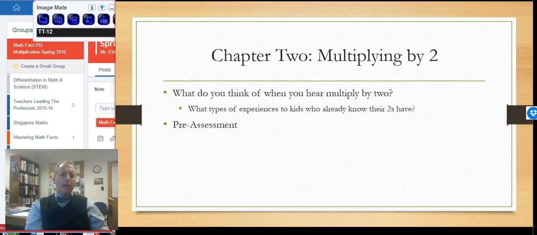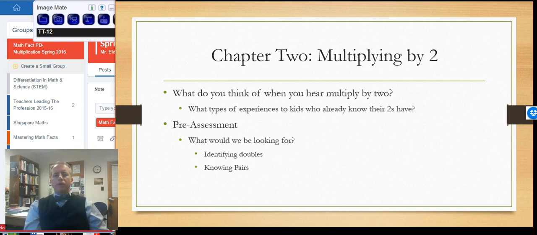So as we begin any of our multiplication facts, we want to think about pre-assessment as a tool, and what we would be looking for as we pre-assess. When we're talking about our 2's, what we're really looking for are those root skills of, can kids identify doubles? Do they recognize the term doubles? Do they know what it means to double something? If I give them two counters, do they know I'm going to double that? That means each one of those counters needs another partner. So then I have 4.